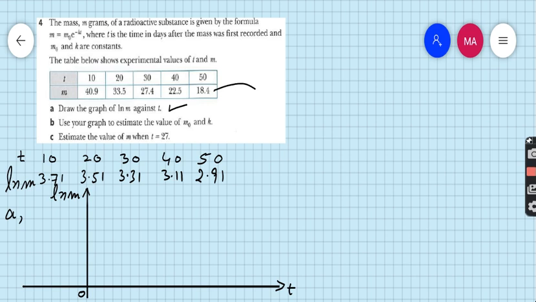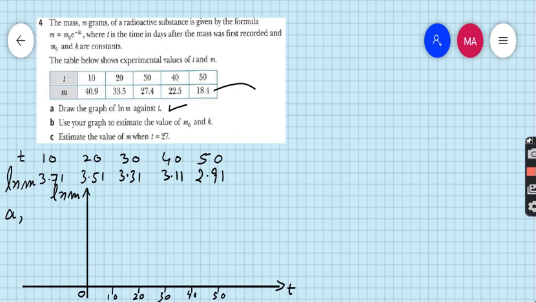So on the x axis we have to plot 10, 20, 30, 40, 50. If I take 3 squares as 10: 1, 2, 3 is 10, then 20, 1, 2, 3, 30, 1, 2, 3, 40, 1, 2, 3, 50. These are our x values.